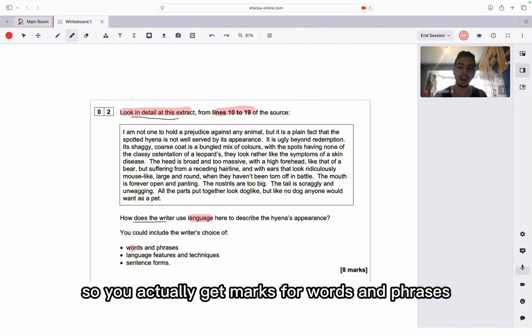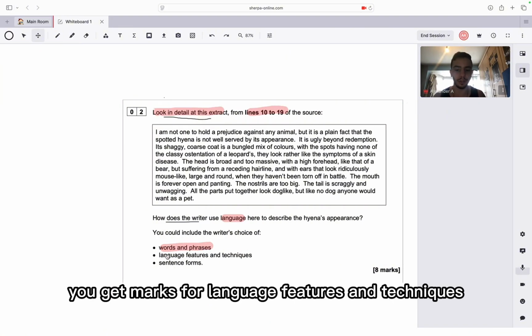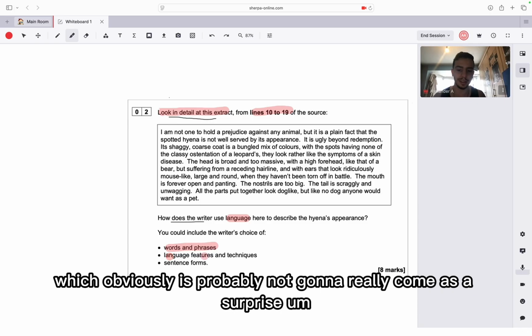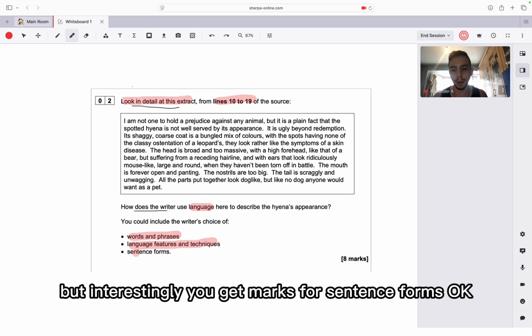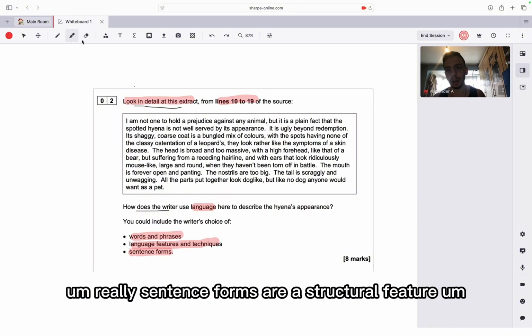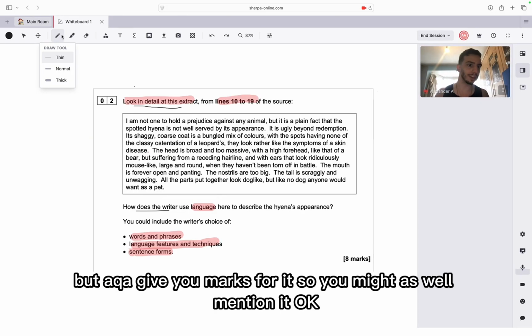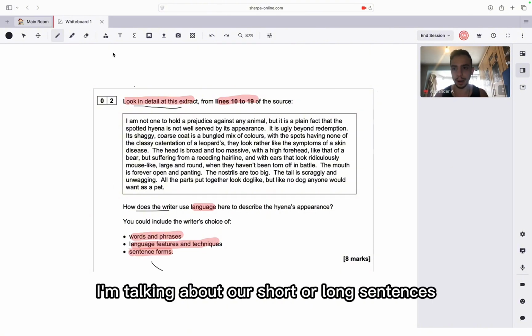So you actually get marks for words and phrases. You get marks for language features and techniques, which obviously is probably not going to come as a surprise. But interestingly, you get marks for sentence forms, okay? Really, sentence forms are a structural feature, but AQA give you marks for it, so you might as well mention it, okay? When I say sentence forms, I'm talking about short and long sentences.